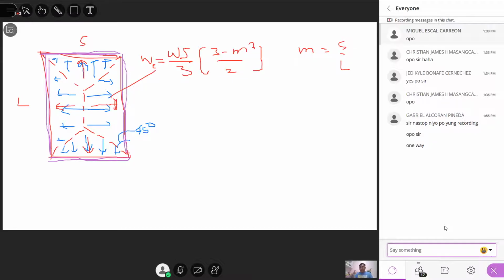Do you understand, class? I think this was already discussed with you. With reference to this one, the equivalent weight converted into uniform load is WS over 3.